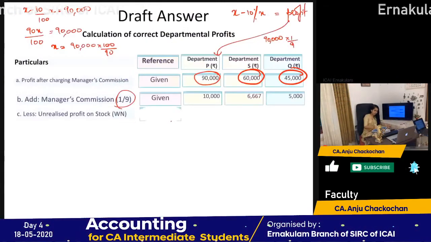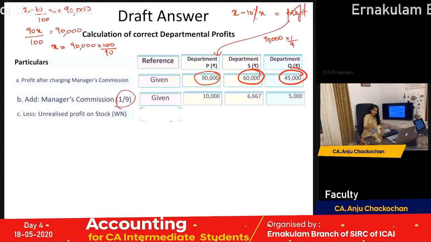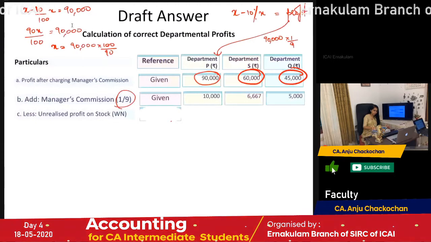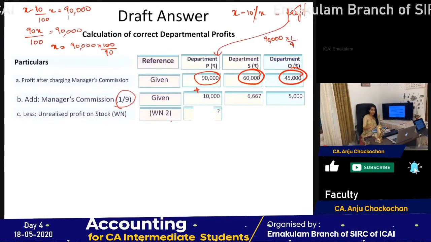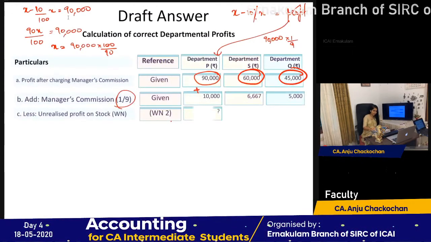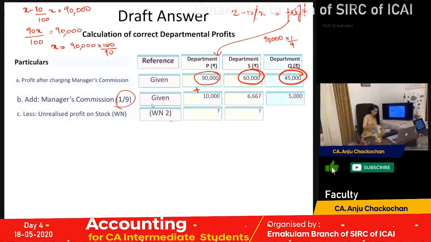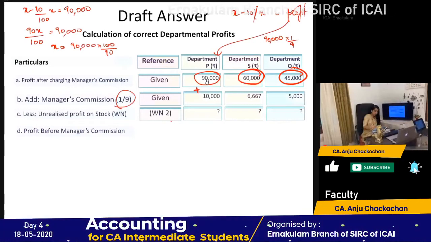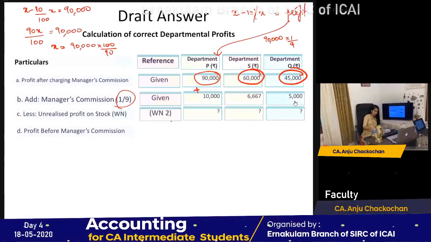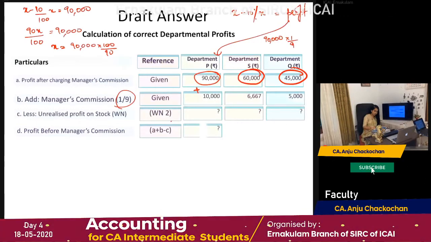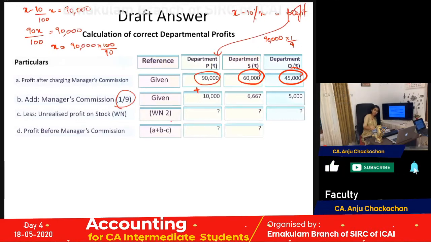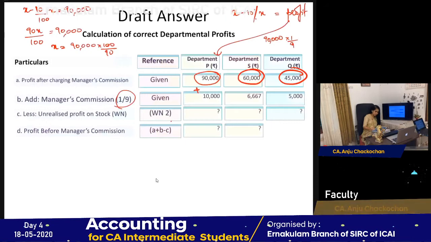So from that profit, 90,000 plus 10,000, you have to reduce the unrealized profit amount, which is not given in the question straight. You will definitely have to compute it. Let's see how we compute it. After getting such profit, you will have to compute the profit before manager's commission. And it is on this profit that you apply 10% as manager's commission.